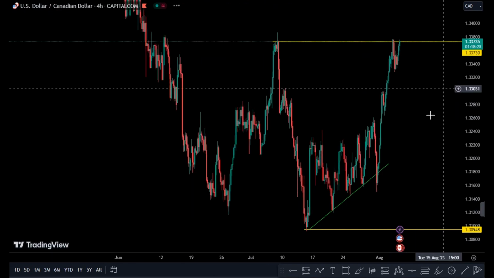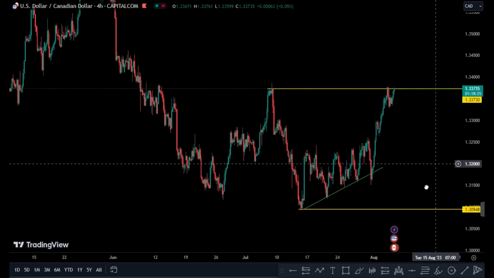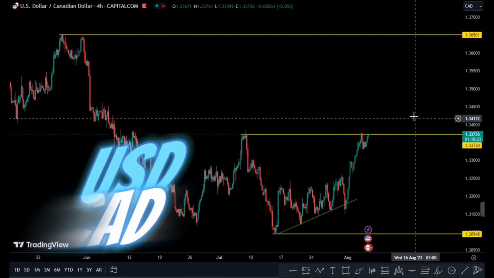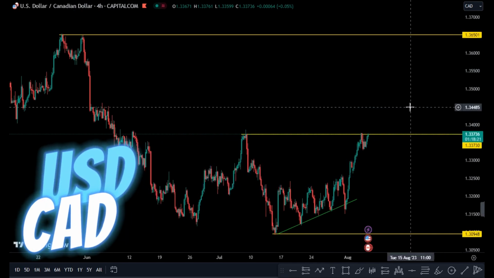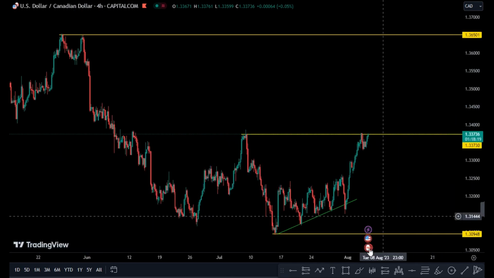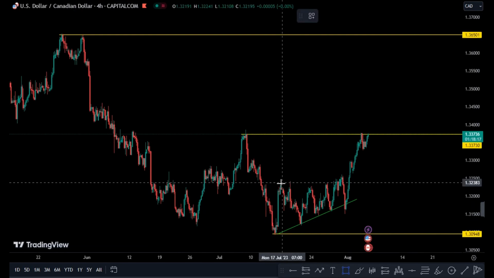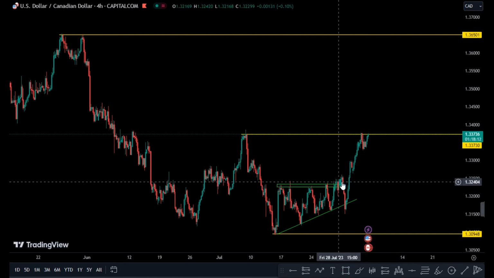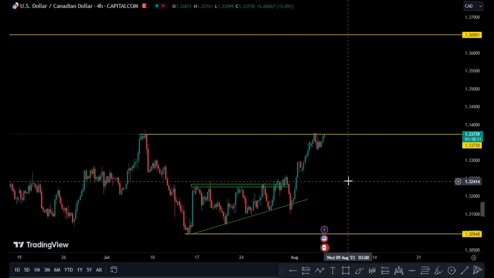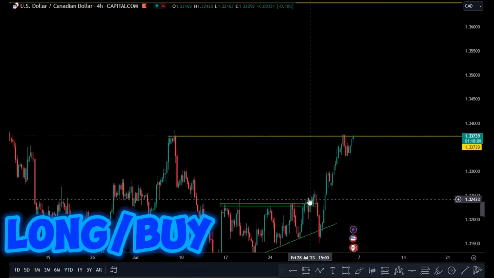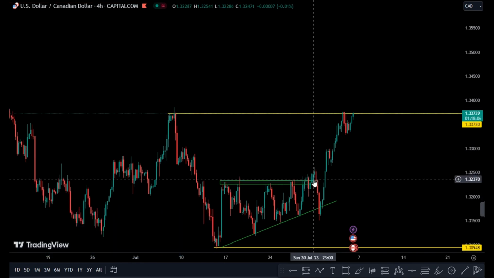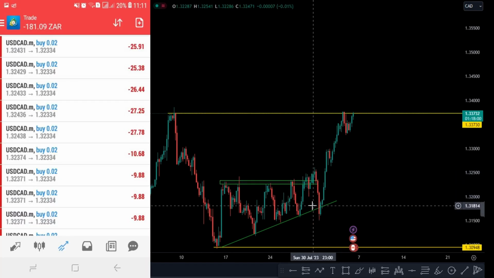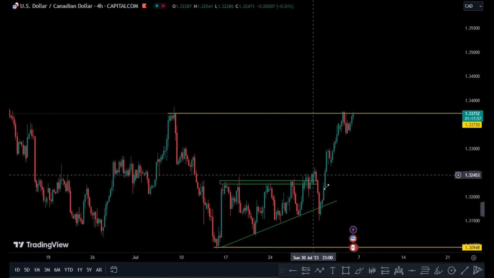Okay guys, so now we are on our charts, and this is USD CAD. This was the first pair that we were anticipating to trade this week. At the time it was around this area, and we were looking to take a long or a buy soon after the market opened. We did take a buy here, but it ended up hitting our stop loss, as you can see on the screen. So we ended up being taken out.